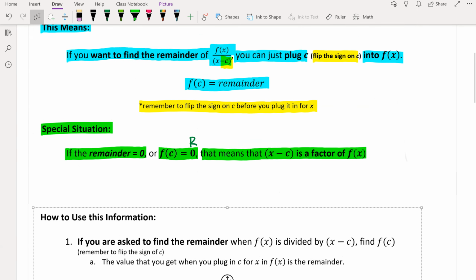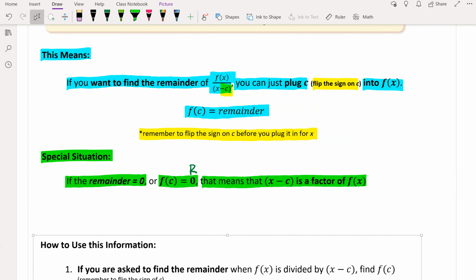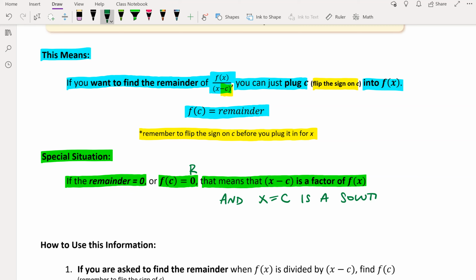Sorry, y'all. That means that x minus c is a factor of f of x, and x equals c is a solution to f of x. So make sure you get that down as well. And we are going to do practice problems in a second that will make all of this make a lot more sense, but you need the remainder theorem in your notes.